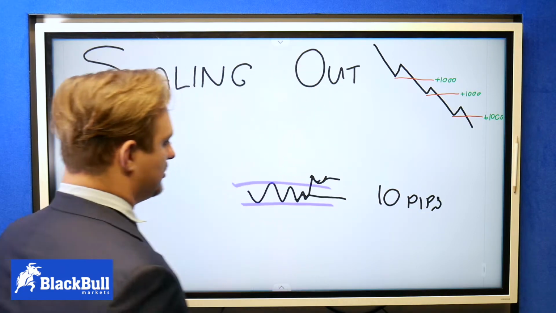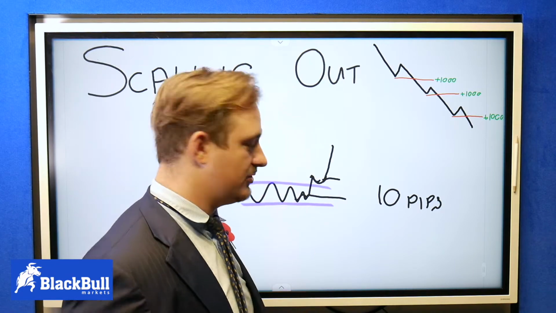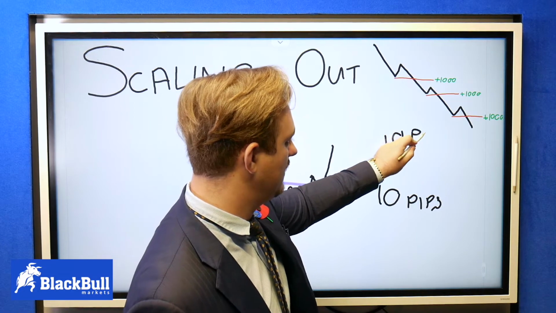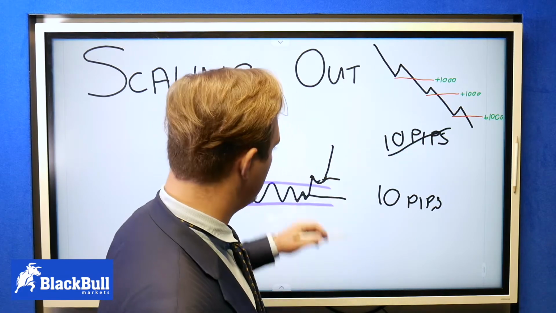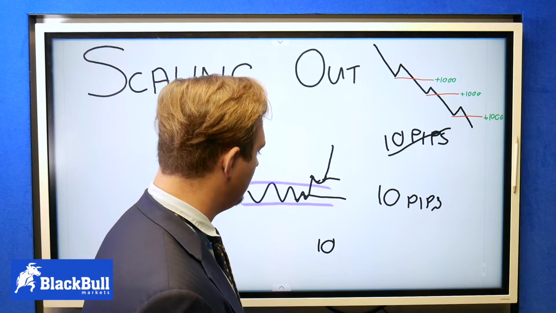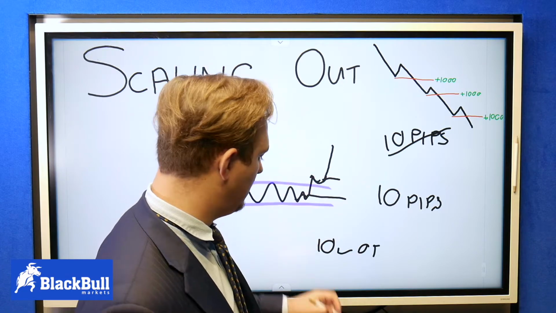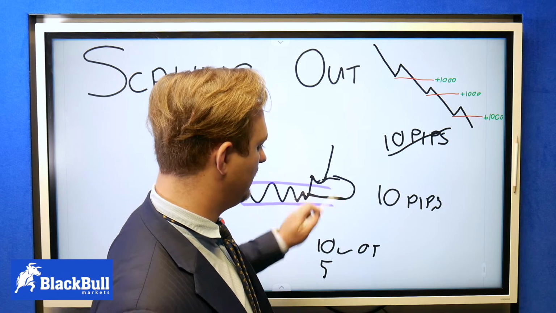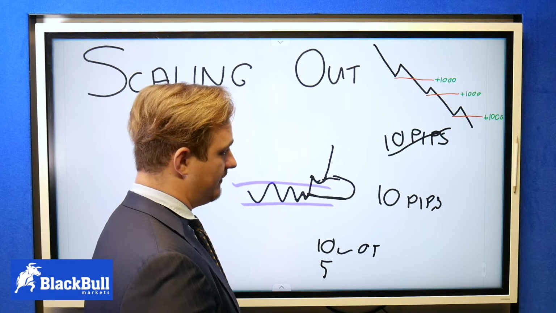Now, what I used to do was let the market run to a 1-to-1 risk-reward ratio. So I'll let this market run 10 pips, and then I would close half the trade. So if I went in with 10 lots, for example, I would close 5 lots as I reach a 1-to-1 risk-reward ratio, and then I would move my stop loss to break even, which seems fairly reasonable. At the time when I was thinking about it, it seemed fairly reasonable.